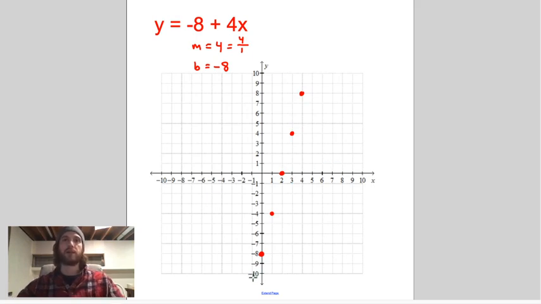I'm going to come back and draw that through our points. Of course, you are using a straight edge here for drawing that line, to make sure it's nice and pretty on your assignment.